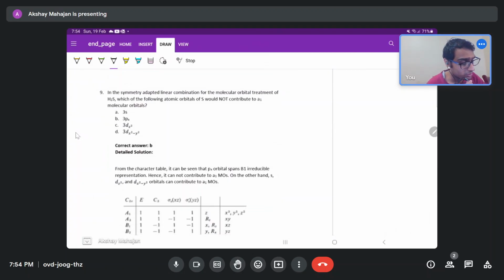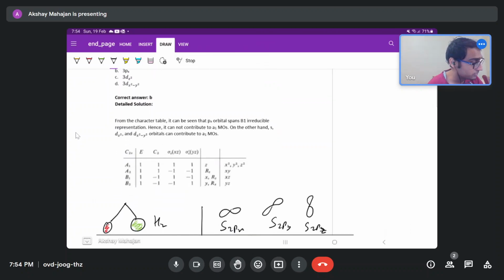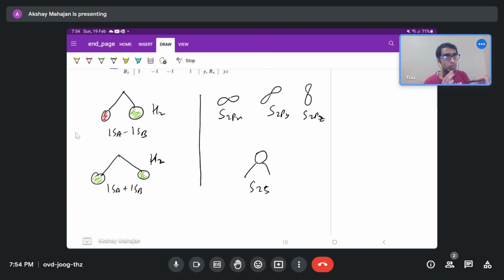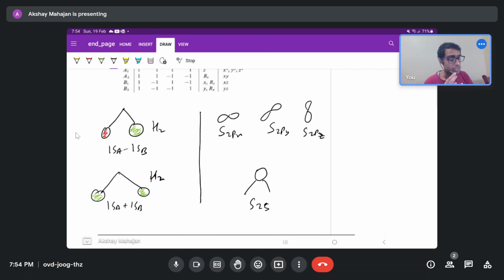In the symmetry adapted linear combination for the molecular orbital treatment of H2S, which of the following atomic orbitals of sulfur would not contribute to the A1 orbital? First we will just define which one. So this is the H2 molecule. We know that for H2 we will have this atomic orbital, but instead of using the atomic orbitals of H2, we use the molecular orbitals of H2, which are the 1s plus 1s form.